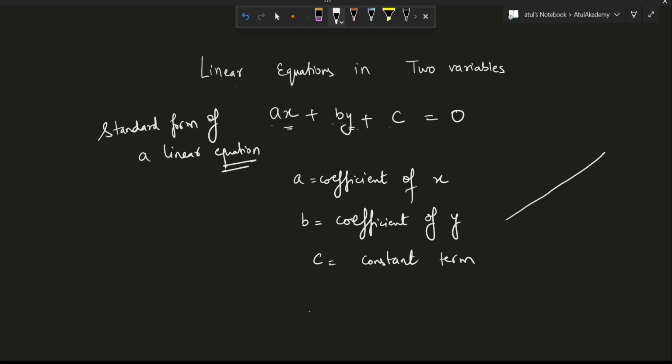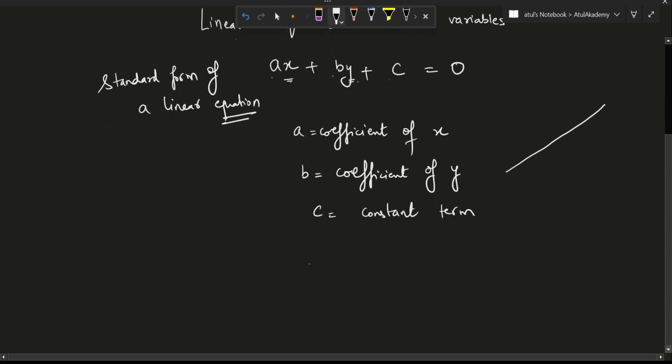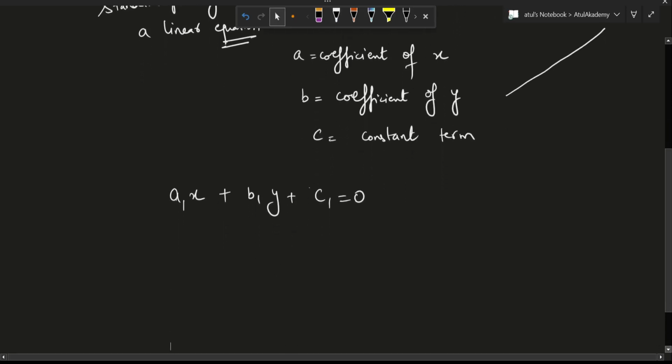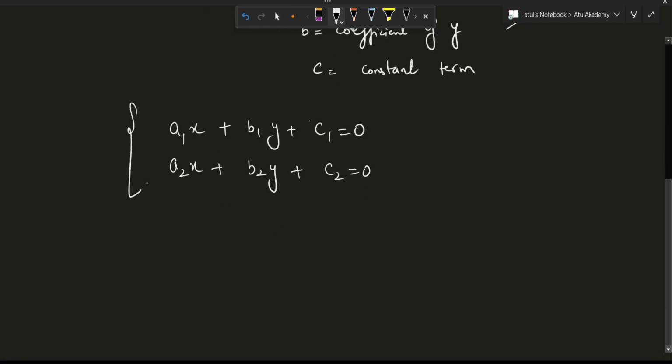Now what we are going to do in this chapter is take two equations together. Let's say you have two equations. The first equation is a1x plus b1y plus c1 equals 0. The second equation, take it as a2x plus b2y plus c2 equals 0. These are the standard forms of the two equations. Let's take an example also now, and we will study the meaning of these equations and why we have to use them.